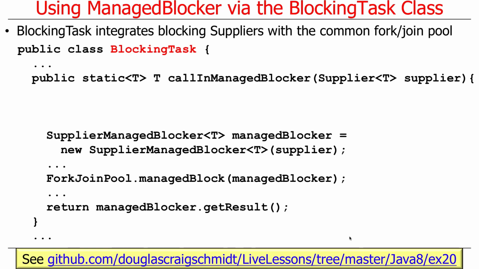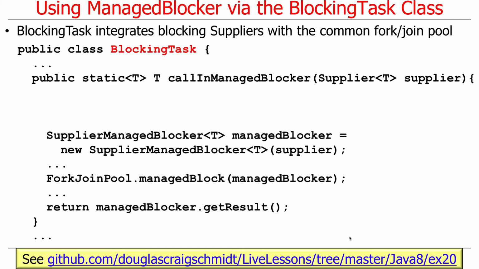Let's take a look at how we can use this thing to write code that makes it easier to work with the ManagedBlocker. And this is a really cool little helper class. You can take a look at this example to see how it all works. This is called blocking task. And this uses some neat Java 8 features, some functional interfaces like suppliers and so on, in order to make the ManagedBlocker interface easier to work with.